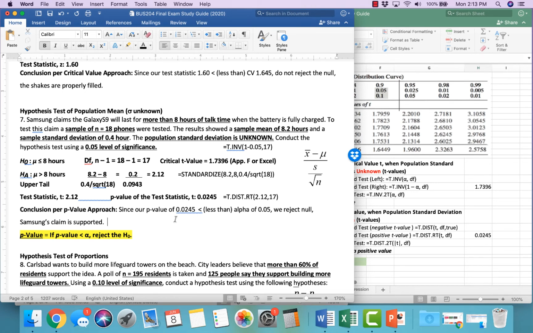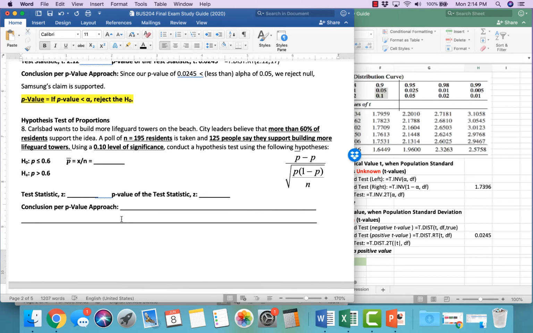Since our p-value of 0.0245 is less than our alpha of 0.05, this number is smaller than our alpha. We reject the null. So when I reject the null, that means I'm getting rid of our null hypothesis, and I'm going to focus on the alternative. In this case, the alternative says our mean is greater than 8 hours. In other words, Samsung's claim that the battery lasts for more than 8 hours of talk time is supported.